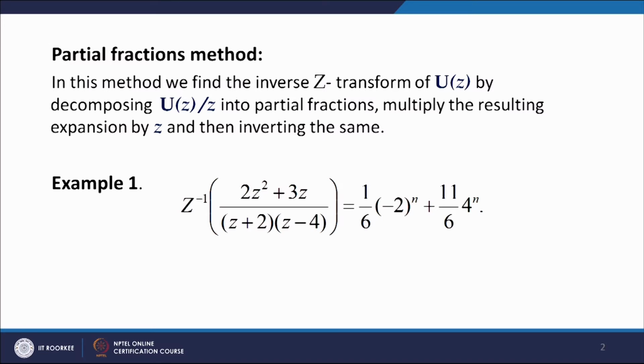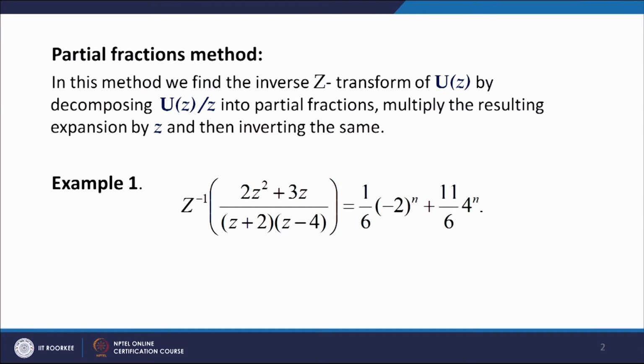So, in this method, as I had said in my previous lecture, when we want to use the partial fraction method, we consider U(z) by z and break U(z) by z into partial fractions and then multiply the resulting expansion by z and then we invert that. Suppose we have the example of U(z) equal to (2z square plus 3z) over (z plus 2)(z minus 4), and we are to find the inverse Z transform of this function of z.